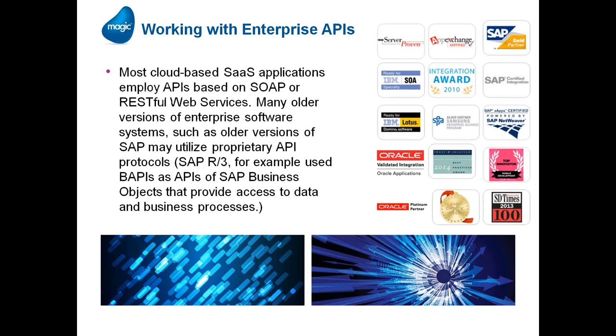Now, when you're working with enterprise APIs on the traditional enterprise software systems that you have in place, whether those are cloud-based SaaS applications, or if we're talking about even more traditional systems that are installed on-premise, there are a variety of different methods, obviously, that can be used. SaaS-based applications in the cloud tend to use SOAP and RESTful web services. Many older versions of enterprise software have other kinds of formats.